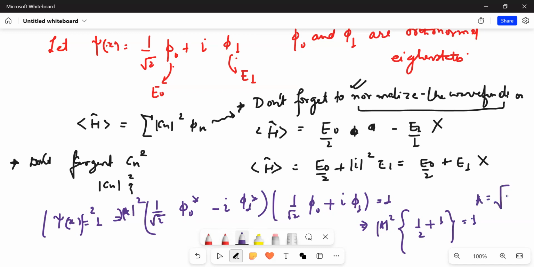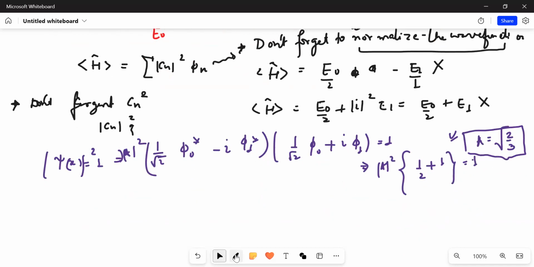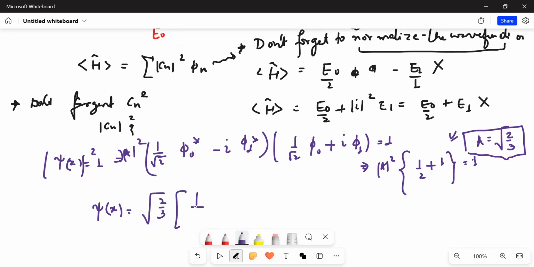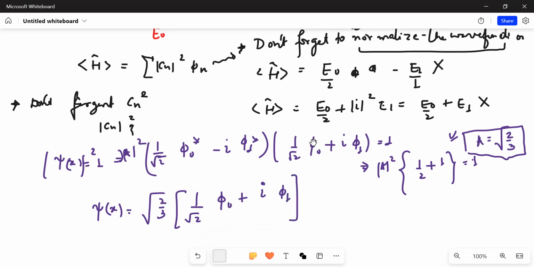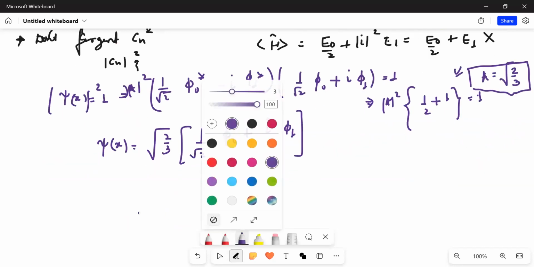So a would be equal to root over 2 upon 3. So a is nothing but root over 2 upon 3, and the normalization constant is 2 upon 3. Now the normalized wave function would be root over 2 upon 3 times 1 upon root 2 (phi naught plus iota phi 1). Now, if I want to find the energy, that would be correct.